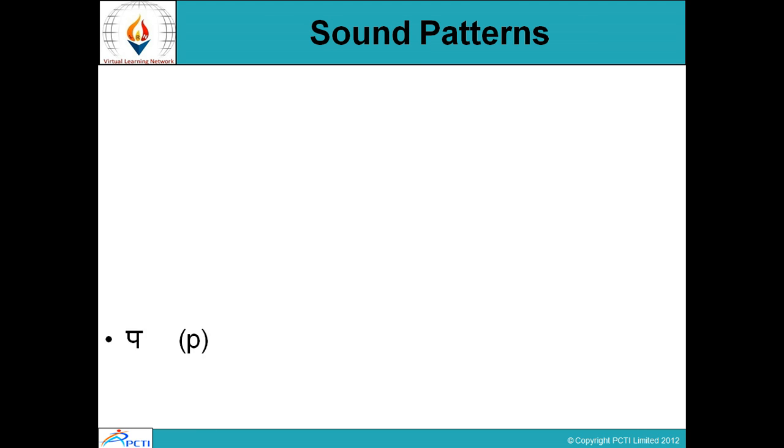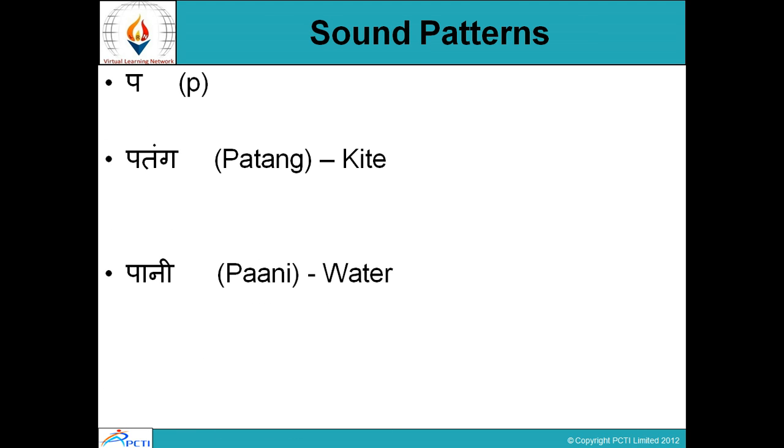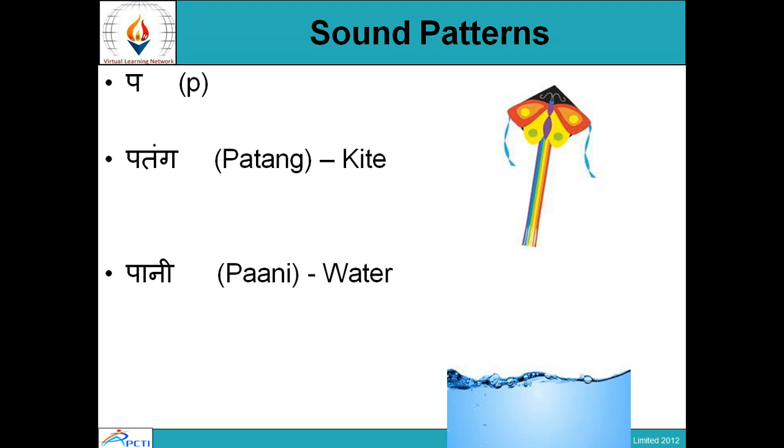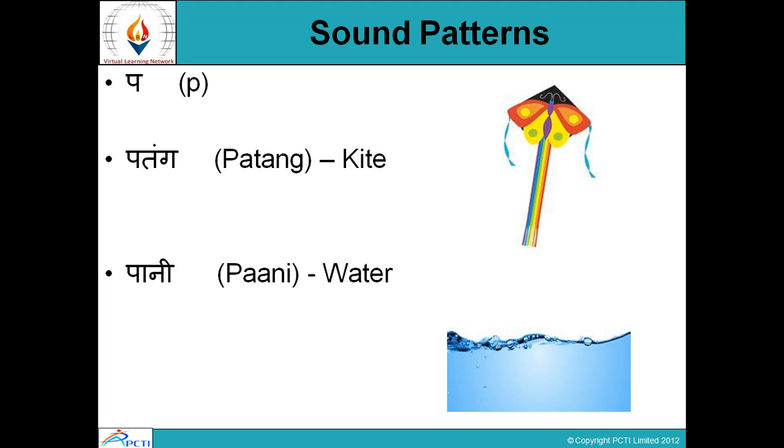So let us start here with P. The letter here is P. P is representing P. Patang. The sound pattern with P. Patang is a kite. You can see the dot on top, that is representing N. AN is representing a small sound of N. So it's called Patang.